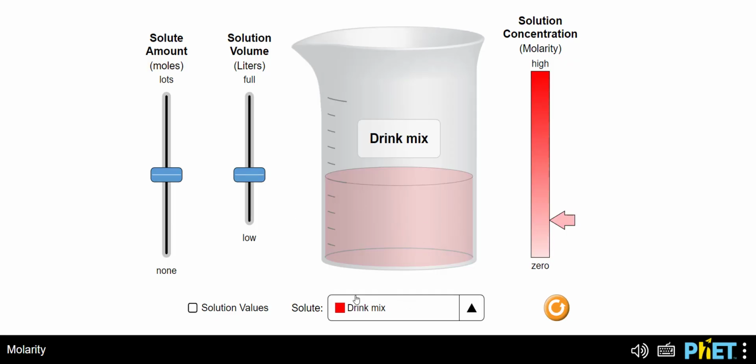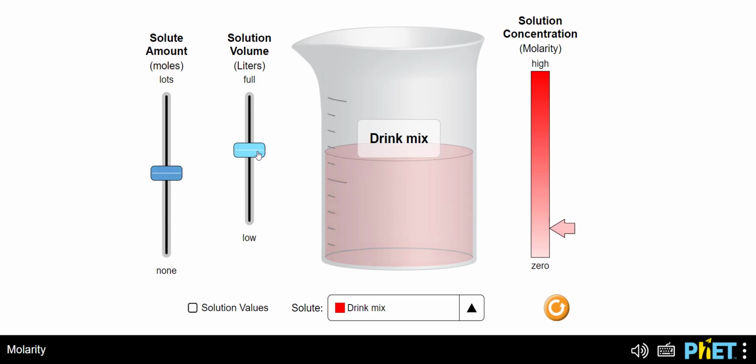Okay, so there are a few things to see here. We have solute amount, in moles. The number of moles goes from none to lots. The volume in liters goes up and down. That's the amount of solution. And as you can see on the other side here, the molarity, the concentration, changes in a couple different ways.